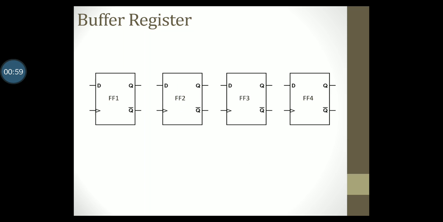A 4-bit buffer register will be made up of 4 D flip-flops. I have labeled them as FF1, FF2, FF3 and FF4. Each flip-flop will have its inputs D1, D2, D3 and D4. Also, each flip-flop will have outputs Q1, Q2, Q3 and Q4. We can ignore the inverted output here, but it is still shown in the diagram.